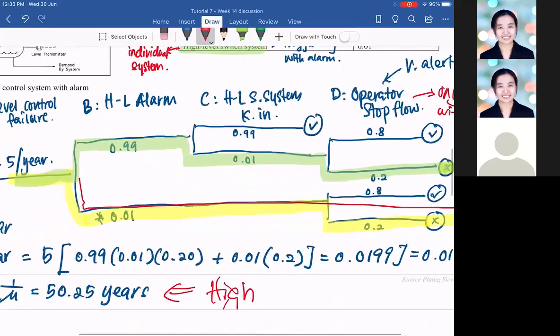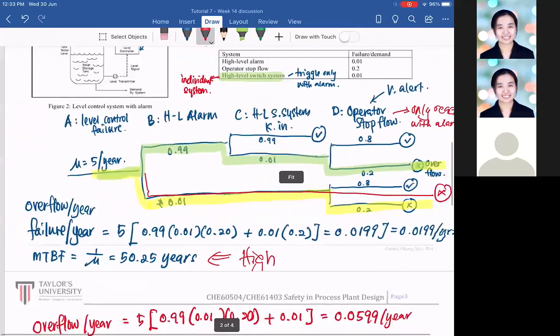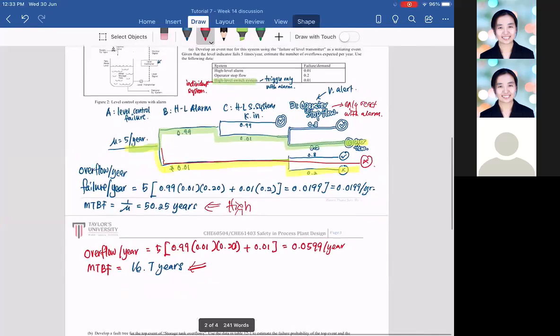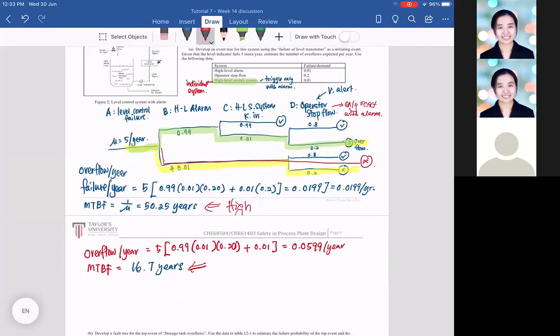So now we have to, this is how we use event tree fault tree to see how to improve the system. So let me use a different color. Can I erase this red color? So that we know that we can work on this one. Now I want to remove this one.